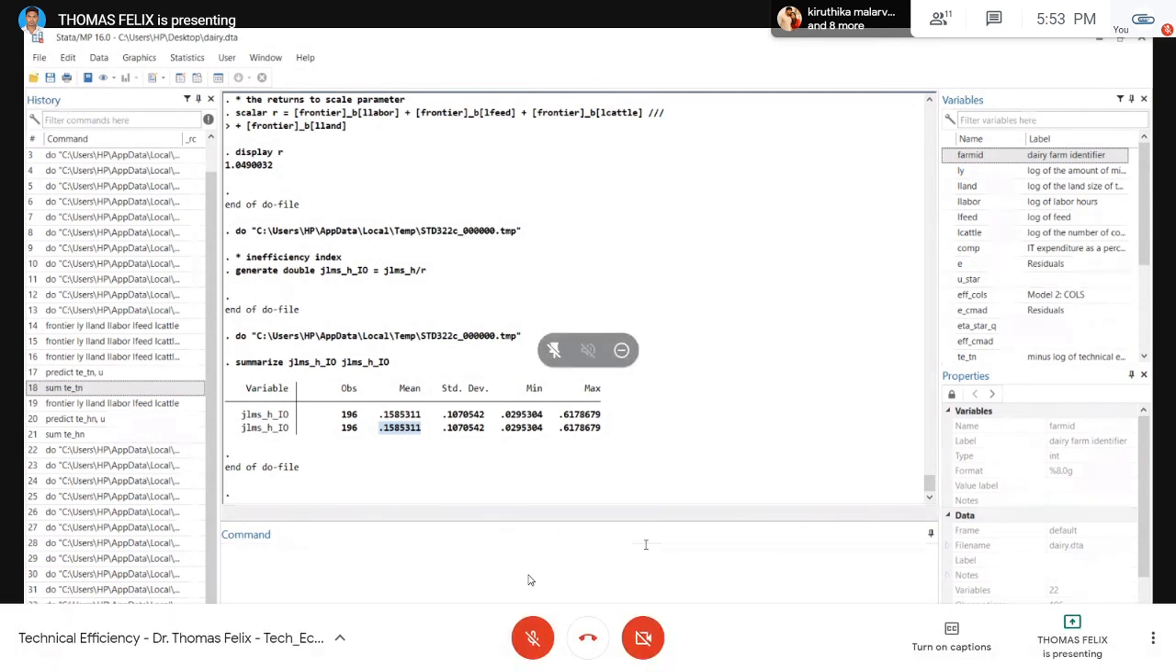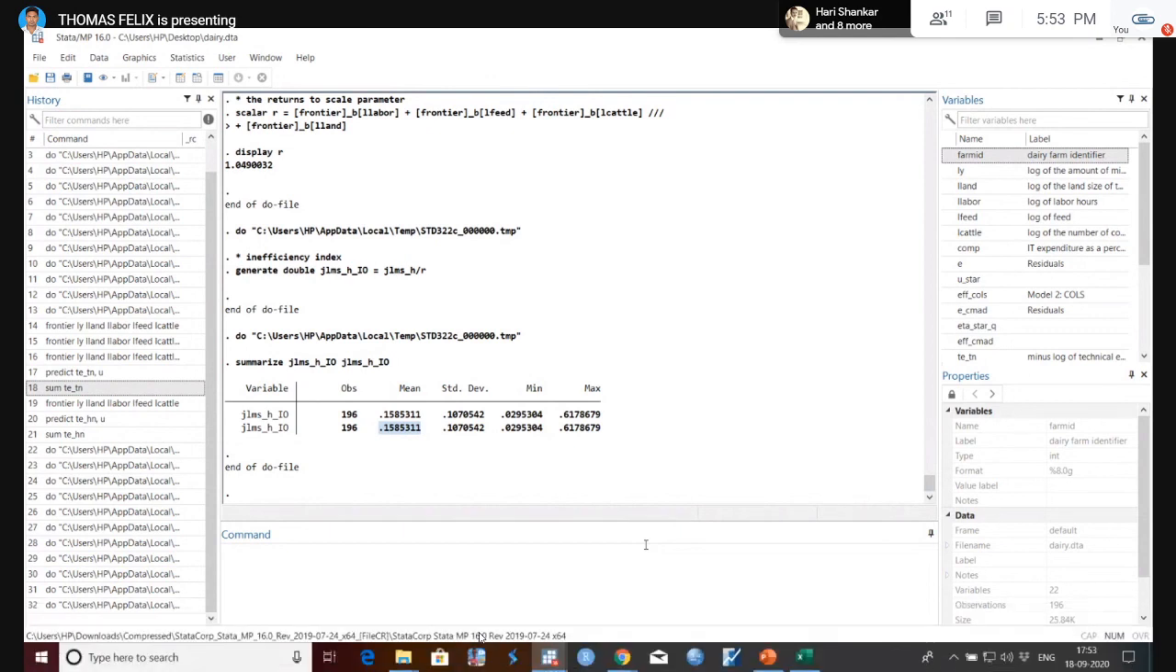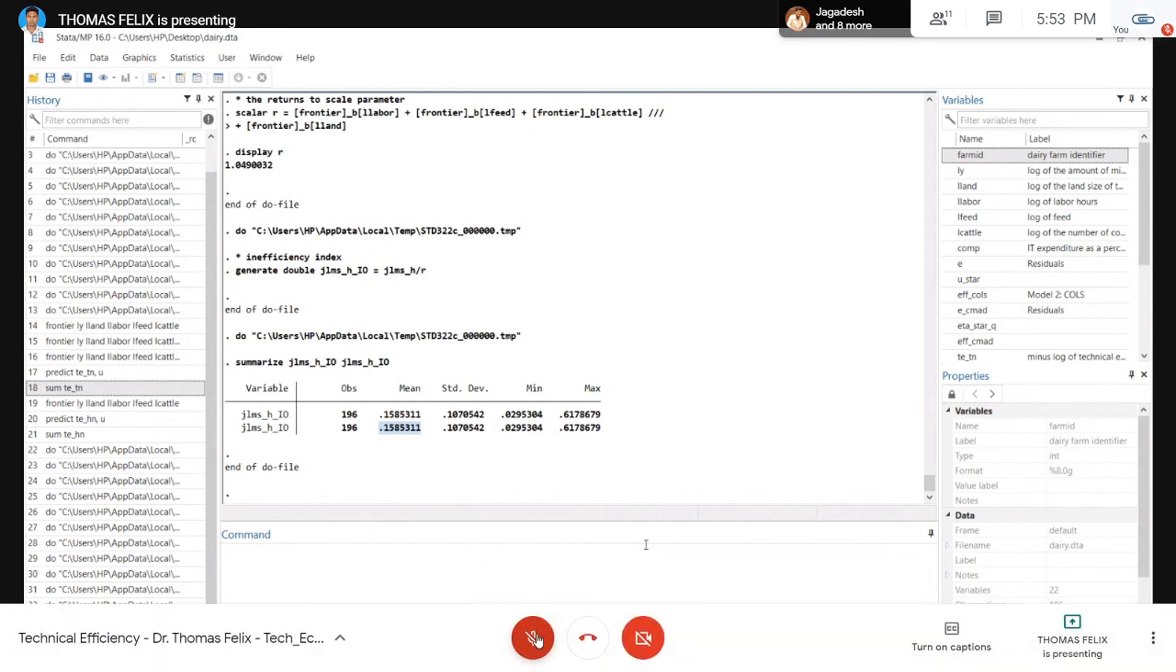We can also use the panel frontier. This is the cross-sectional approach, but we can use the panel frontier also. So with this I am stopping. If you have any doubts, please ask.